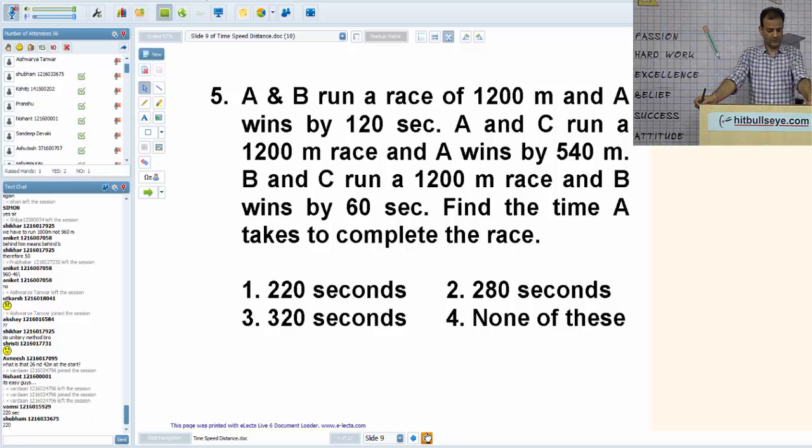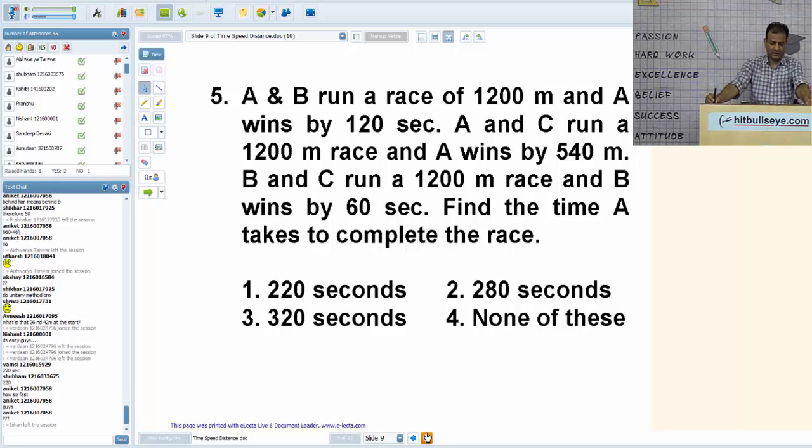Okay, Vamsi and Shubham have covered the answer, 220, 220. Aniket, if your basics are clear, then you can do it very sharply.